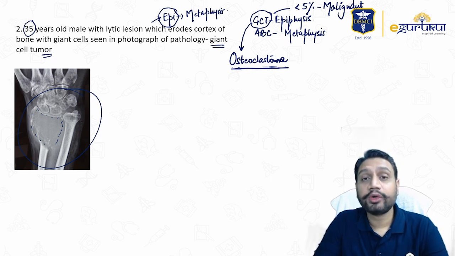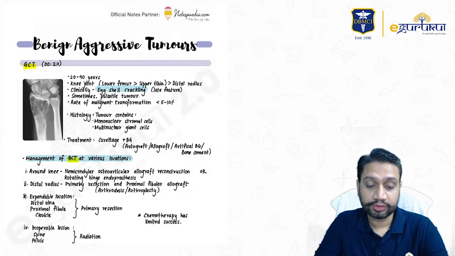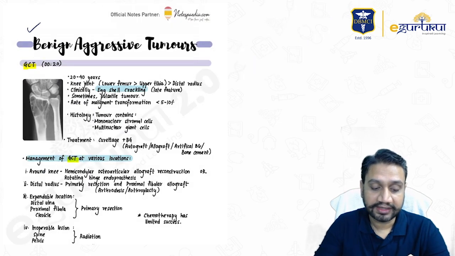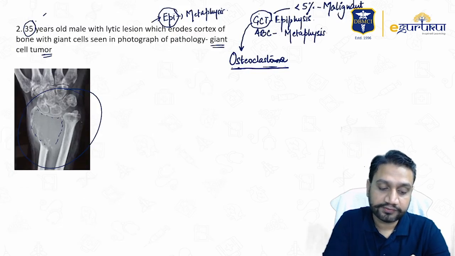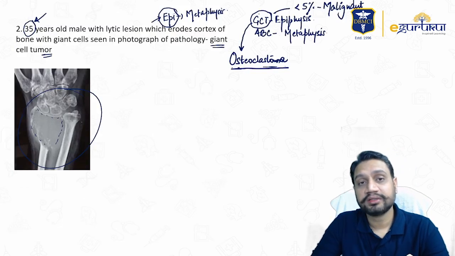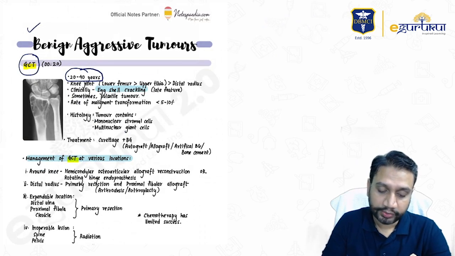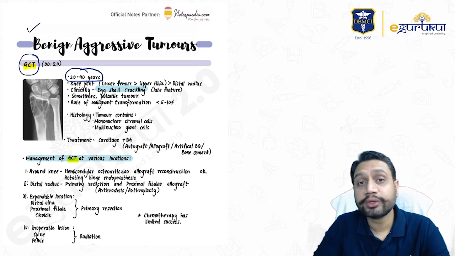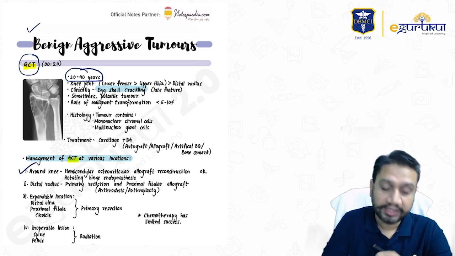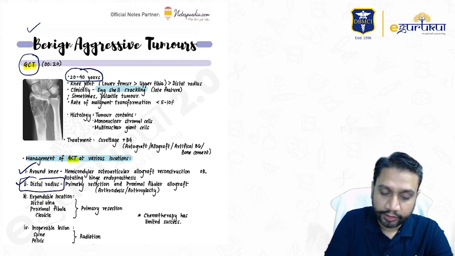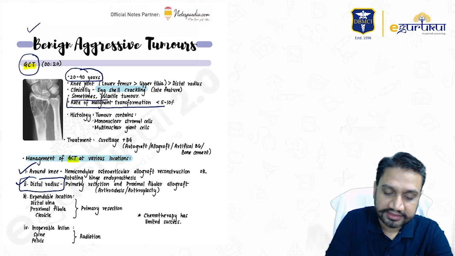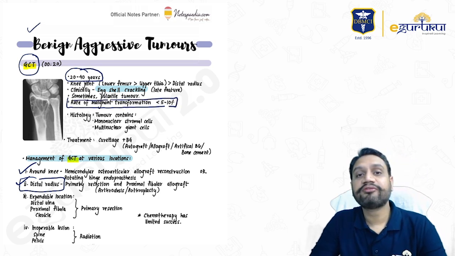Okay. And how it was seen in our notes, the e-Gurukul notes, under the heading of benign aggressive tumor, we have discussed giant cell tumor. So what we have mentioned here, what is the age group for giant cell tumor? It is 20 to 40. And what was the age of the patient given to you in the exam? 35 years, in range. Then second, what exactly is the location? One of the most common locations is the knee joint, lower femur or upper tibia. That is one around the knee. And the second one is around the distal radius. Right? And then we also discussed that the rate of malignant transformation is less than 5%. It is less than 5 to 10%.